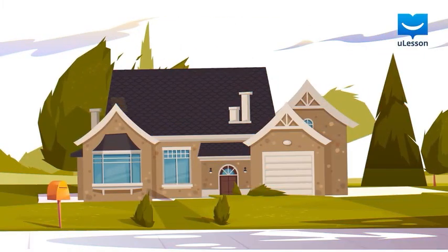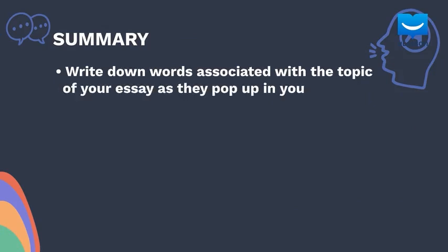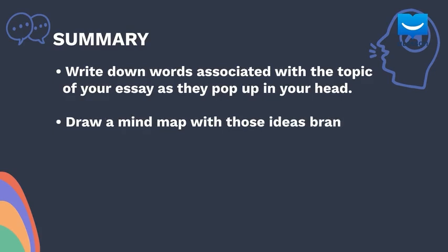Let's go over what we've learned today. We know that writing can be difficult, especially if we don't know what to write. But there are ways we can get the ideas flowing. Write down words associated with the topic of your essay as they pop up in your head. Or draw a mind map with those ideas branching out from the main idea. Do this and you will have a flood of great ideas to include in your essay.